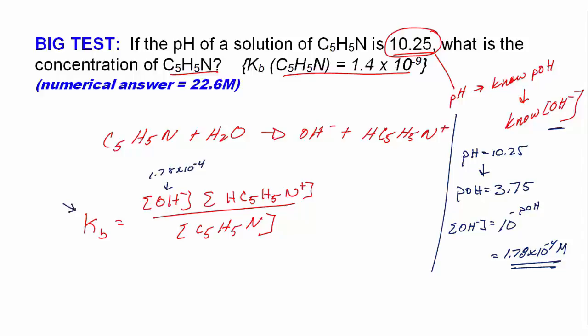So this is 1.78 times 10 to the negative 4. We know what Kb is. That's 1.4 times 10 to the negative 9. We're going to solve for the pyridine. All we need to know is what is the concentration of that conjugate acid? Do you remember the trick to this? Pyridine, the weak base, always breaks up into hydroxide and the conjugate acid. That's the hydrolysis reaction. They're always the same. They're always x and x. So our conjugate acid concentration is the same as the hydroxide concentration, 1.78 times 10 to the negative 4.